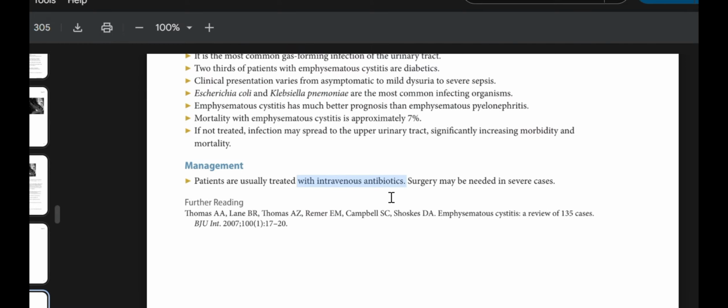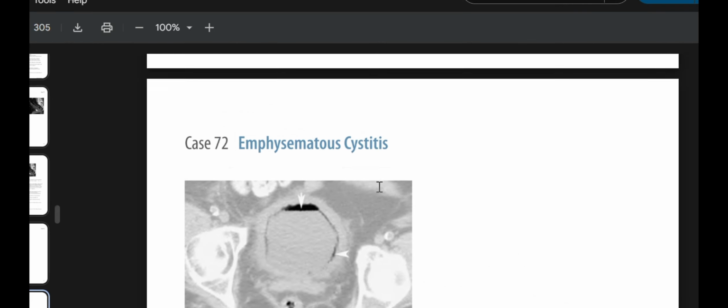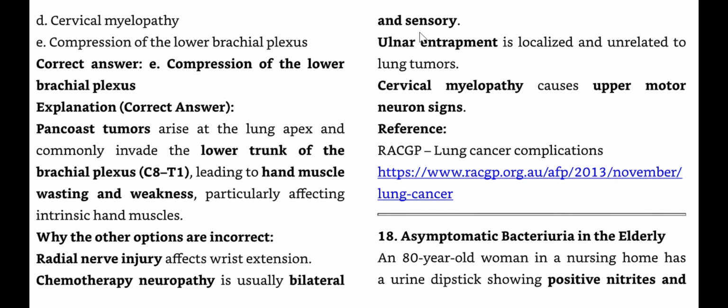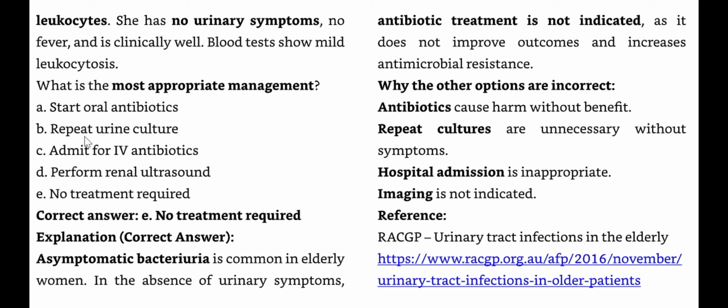So intravenous antibiotic is indicated in emphysematous cystitis. However, in this case, there is no need for intravenous antibiotic, which needs hospital admission, to start the intravenous antibiotic. Okay, so in this patient, there is no need for hospital admission or intravenous antibiotics, as this case is not emphysematous cystitis. And also oral antibiotics are not required in this case as there are no urinary symptoms.